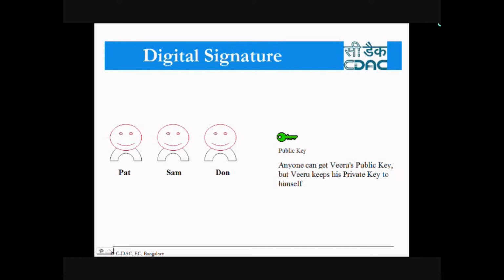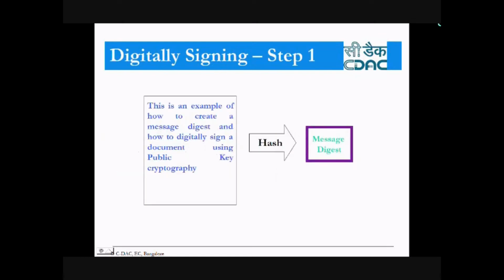This is the thing that one has to understand. The public key is meant for widespread distribution, while the private key should be kept privately with the person. So in this case, Viru will keep his private key to himself. Now let us go to the process of digitally signing an electronic document.